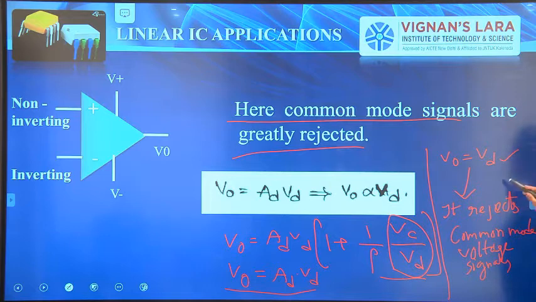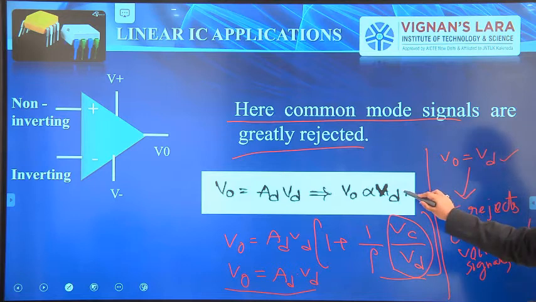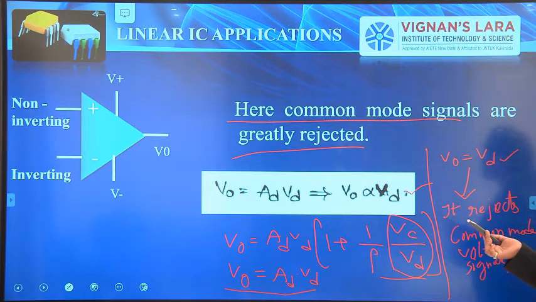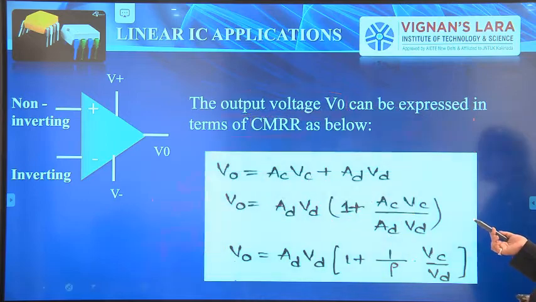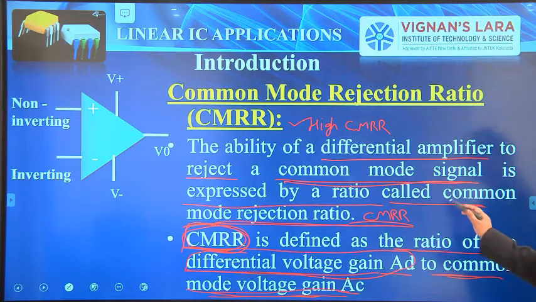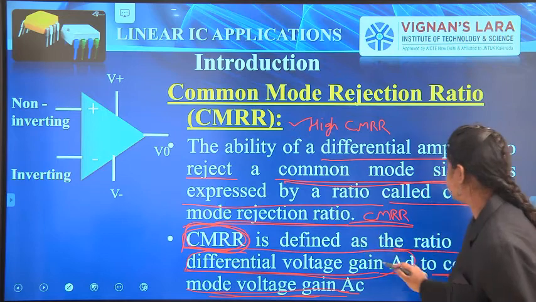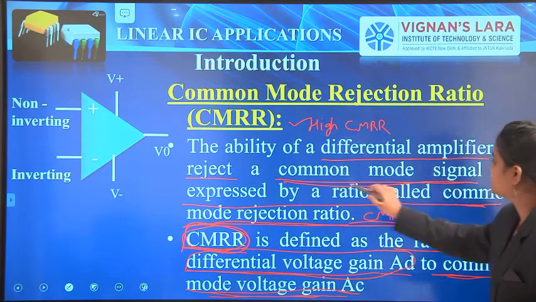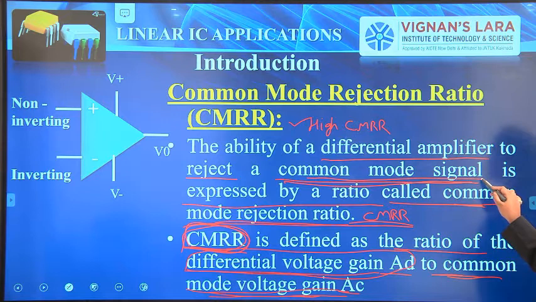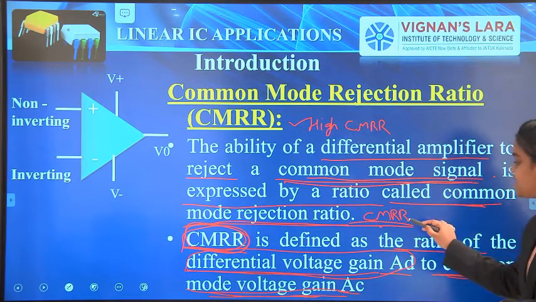It shows that there is great rejection of common mode voltage signals when we consider the differential amplifier output voltage. As the definition says, it rejects the common mode voltage signals. The ability of the differential amplifier to reject common mode voltage signals is represented by a ratio called the common mode rejection ratio. It is called CMRR.